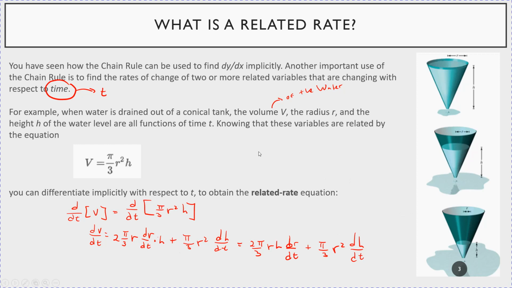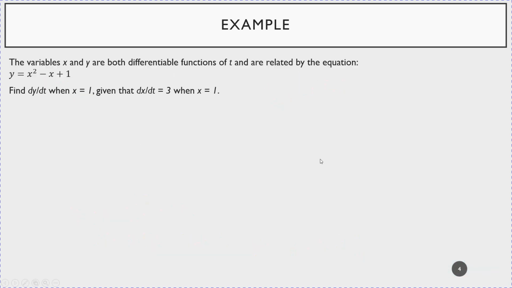Before we get into a real world example of this, let's just work a very simple equation so you can see what's going on here. I have the variables x and y, and they're related by this equation down here: y equals x squared minus x plus 1. Both x and y are differentiable functions of t. What I want to find is dy/dt when x is equal to 1, given that dx/dt is equal to 3 when x is equal to 1.